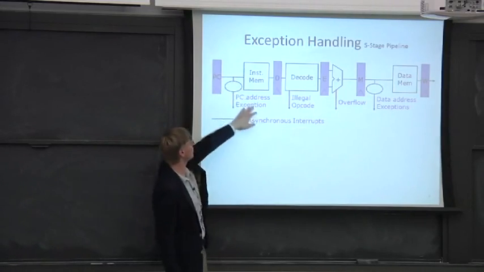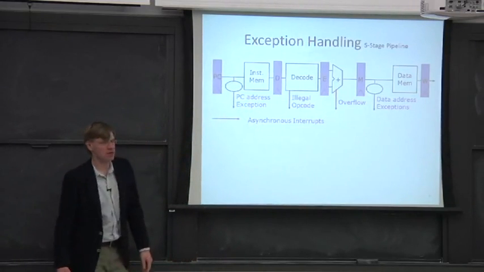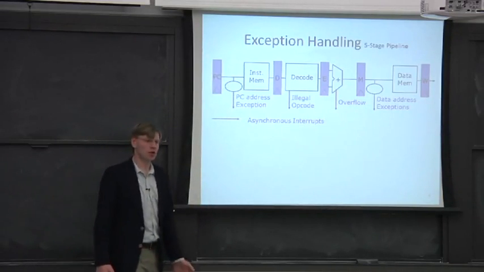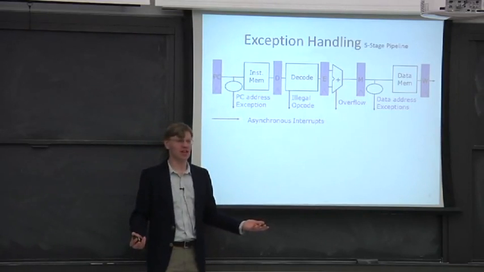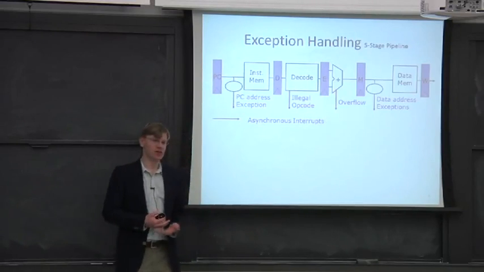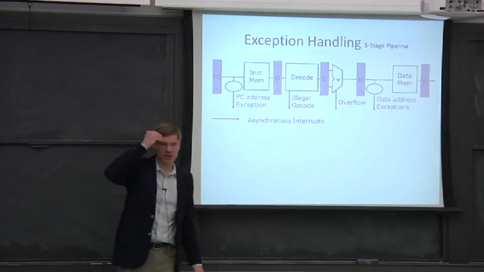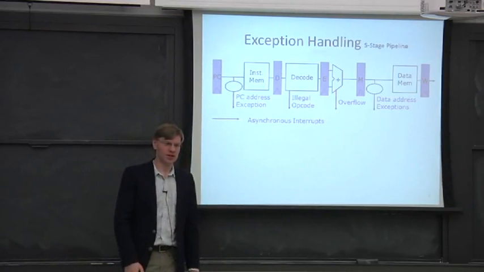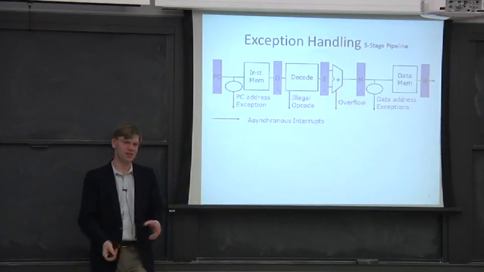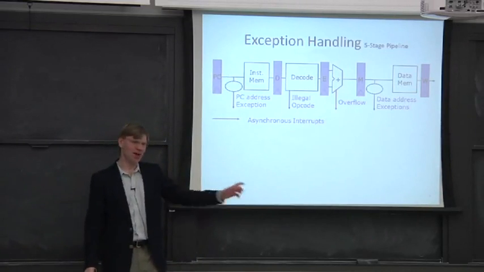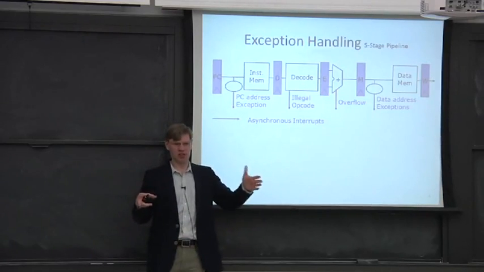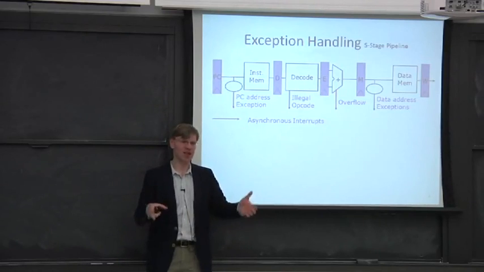So out in front here, we can have maybe a PC address exception. What do I mean by that? Well, some architectures won't allow you to execute, let's say, code out of certain regions of memory. An example of this is in the 64-bit extension of x86, where there's what they call the memory hole. Between what people call positive memory and negative memory, so the top bit being set, there's a big chunk of memory which no one's allowed to execute out of, or it's not mapped, it's not real memory.